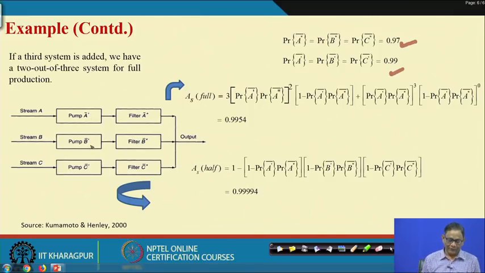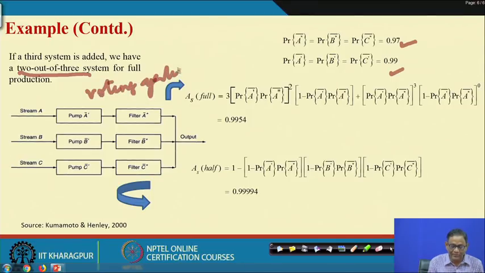Okay, now what happened? You have three identical streams, but for full production you require two of the three to work. So it is a voting gate combination. Voting gate in terms of AS full as well as AS half. For AS full, 2 out of 3 streams must work, that means either 2 or 3 streams must work. For half production, 1 out of 3, means 1 or 2 or 3 must work.